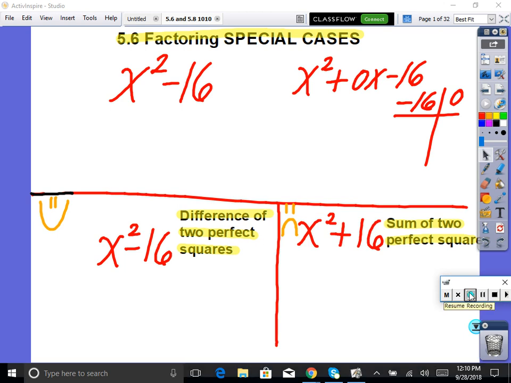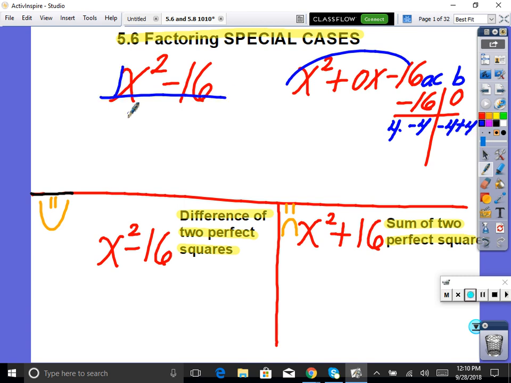Okay, we're going to learn some tricks to being able to factor some things a little quicker than we normally do. So if you remember back to how we would factor this normally, we would do what multiplies to be a times c and adds up to be b, which would be 4 times negative 4. And then we would quick factor this, so this would factor to be x plus 4, x minus 4.